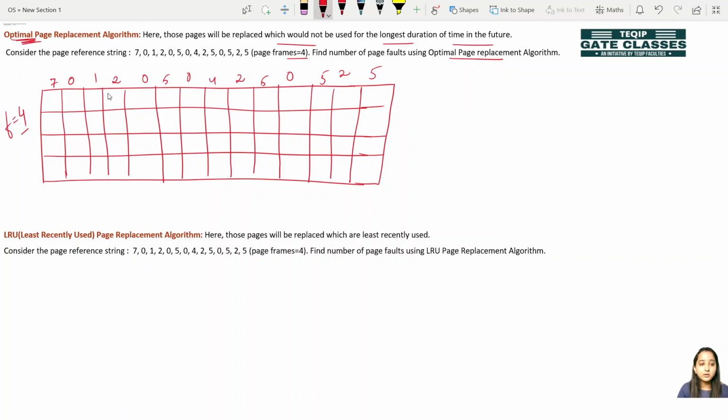So okay, we'll add 7 here. After 7, 0 will be added, then 1, and after 1, 2 will be added.